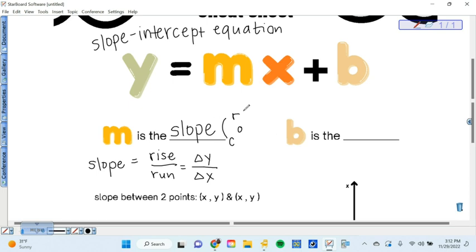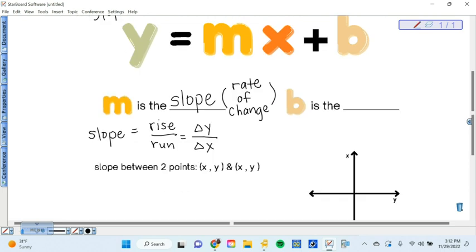Yeah, it's the rate of change. Slope is the rate of change. It's rise over run, change in y over change in x. So if I wanted to find the slope between 2 points, I'm given 2 points and I want to find the slope between them. How do I do that? What do I do?